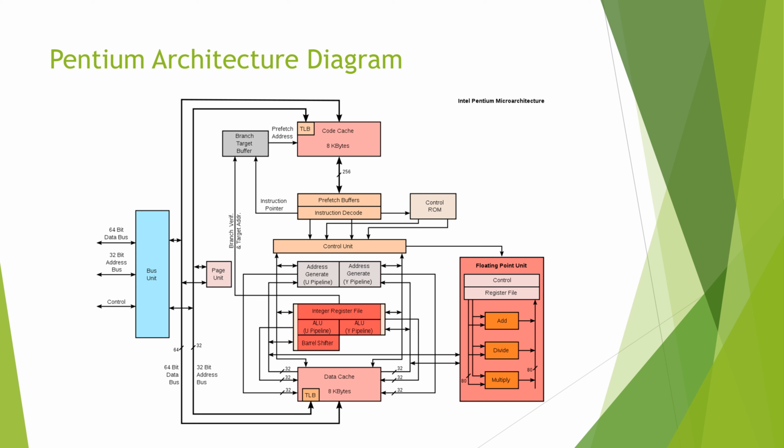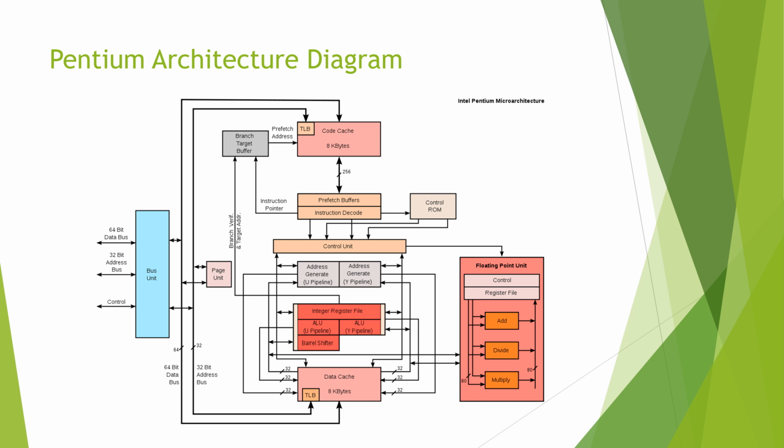This is a diagram of Pentium architectural design. The components you are observing here are a bus unit, a paging unit, a separate 8 kilobyte code cache, an 8 kilobyte data cache, and a branch target buffer. The code cache is followed by a prefetch buffer, and the prefetch buffer is followed by an instruction decoder. There is a control ROM, and below the control ROM there are two pipelines, U pipeline and V pipeline.